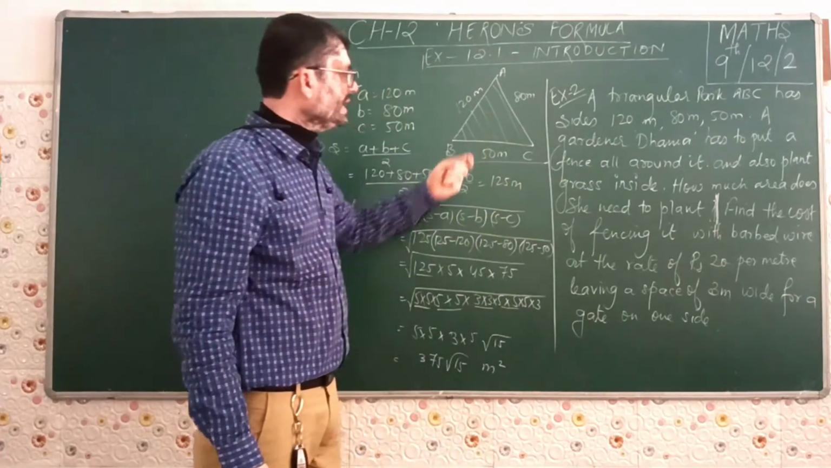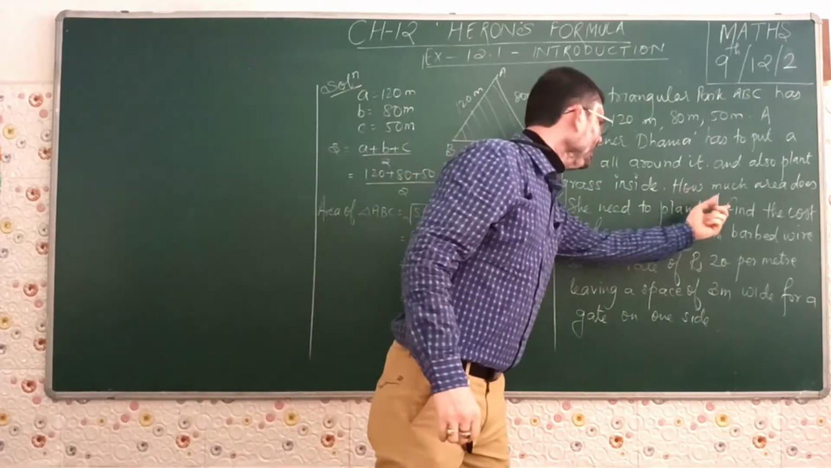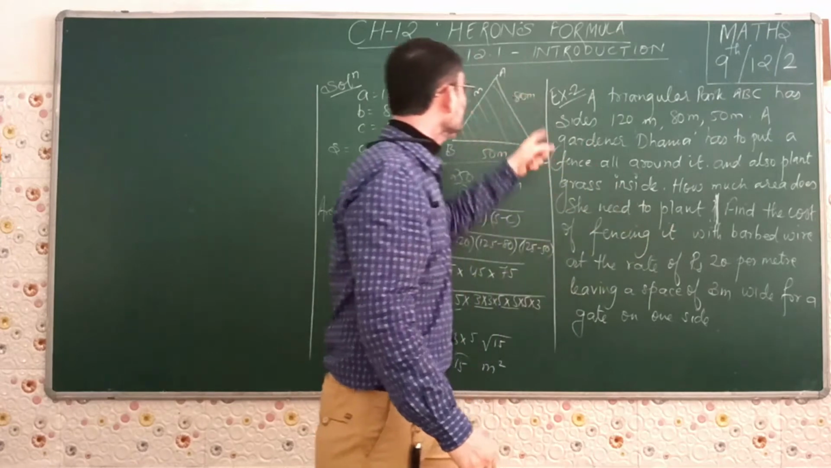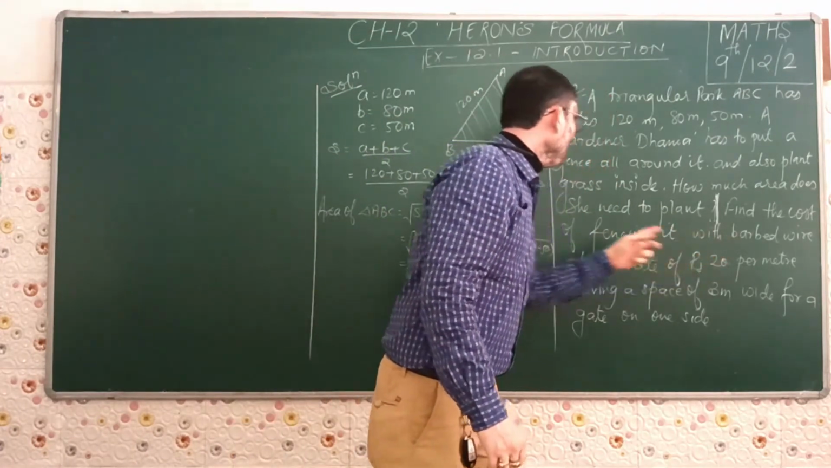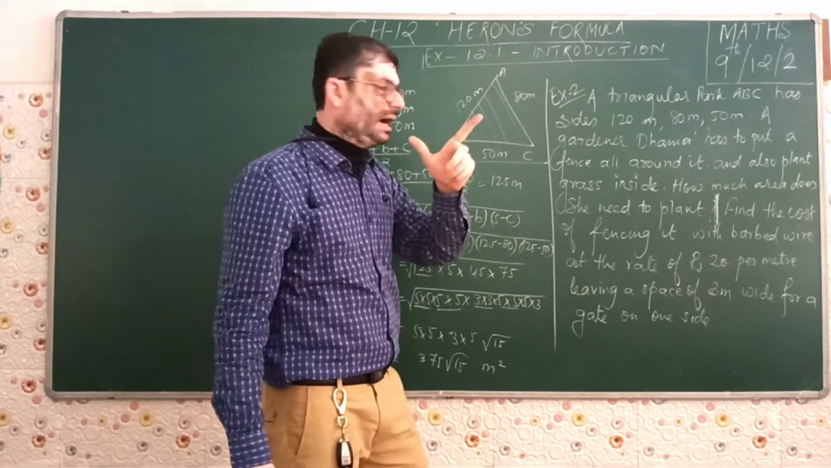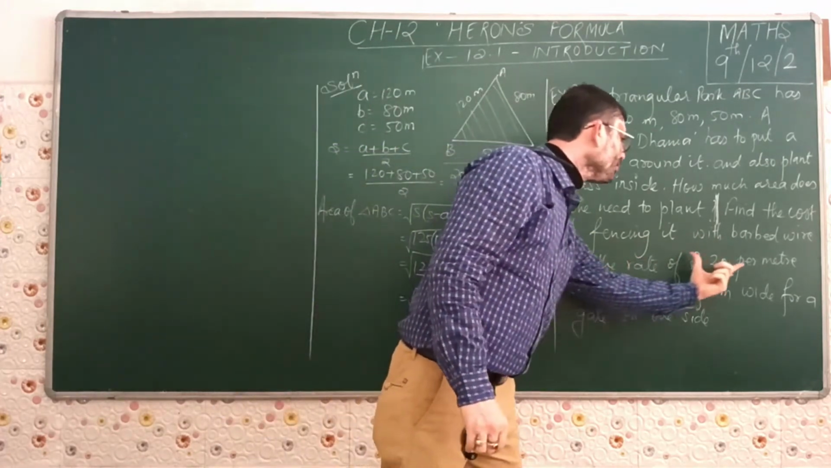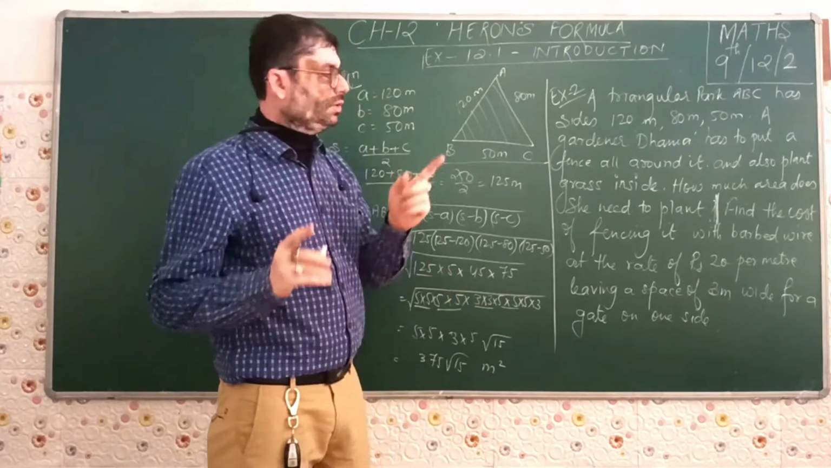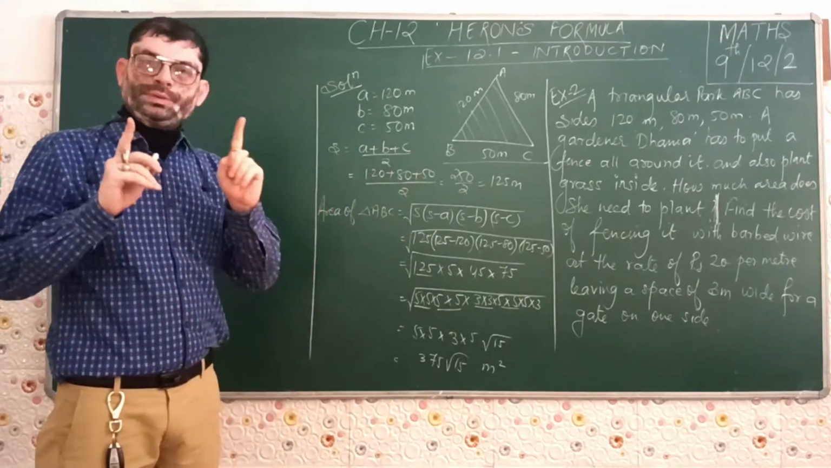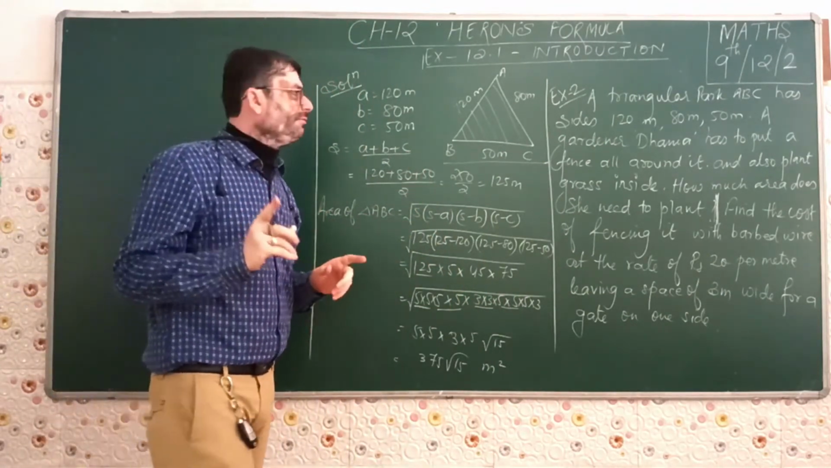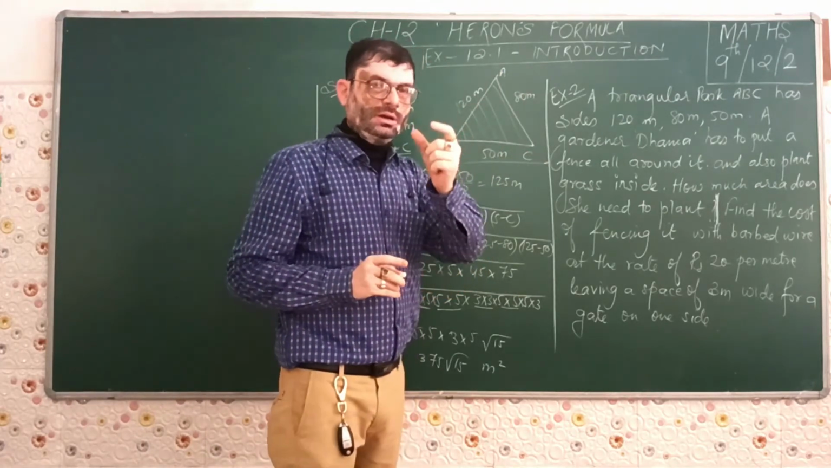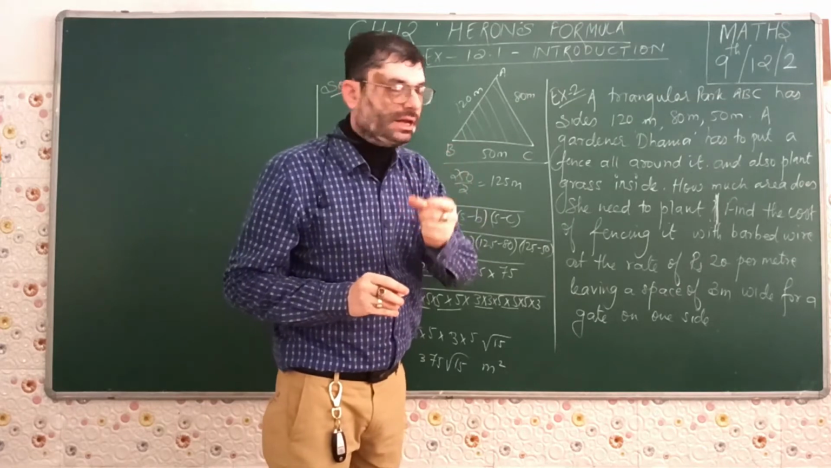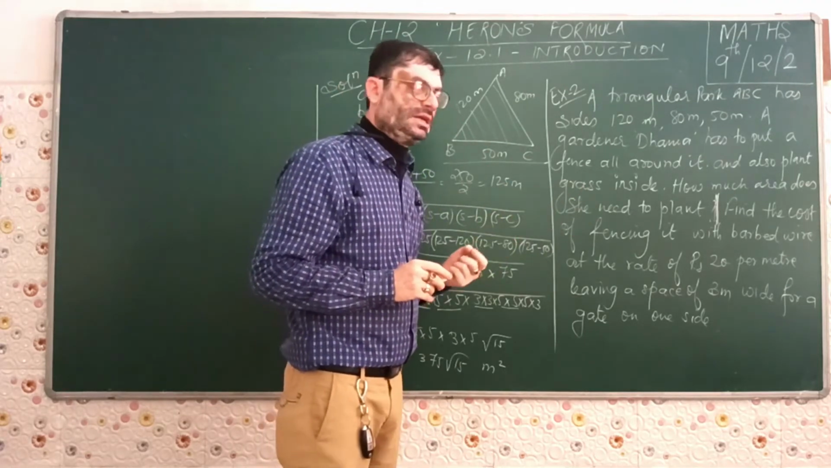Now moving on to the next part. Find the cost of fencing it. The cost of fencing it, that is making the boundary with barbed wire, at the rate of rupees 20 per meter. So she will have to pay rupees 20 per meter of fencing. When she will be fencing it, the cost for fencing with barbed wire for 1 meter is rupees 20.